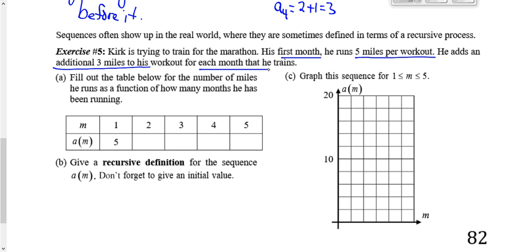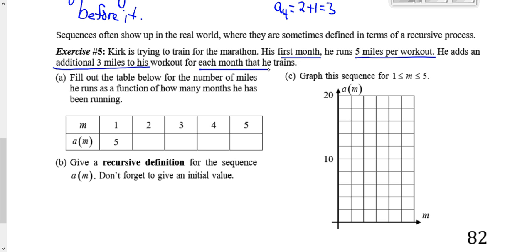For each month, for each place in line in the sequence afterwards, are there going to be any in-between values? No, he's adding discrete numbers of miles each time. Not continuous. So let's fill out the table. We're using a rule here. So month 1, he runs 5 miles.